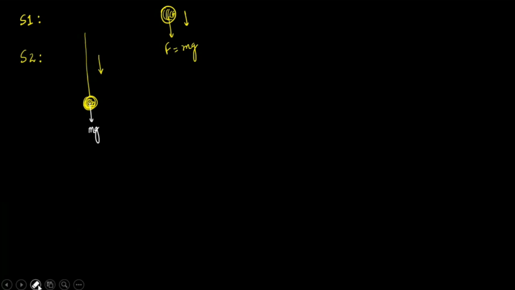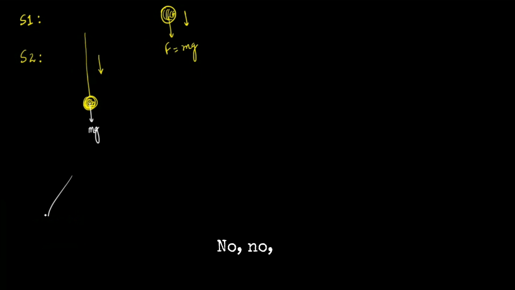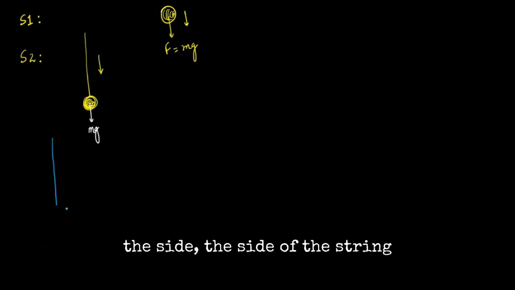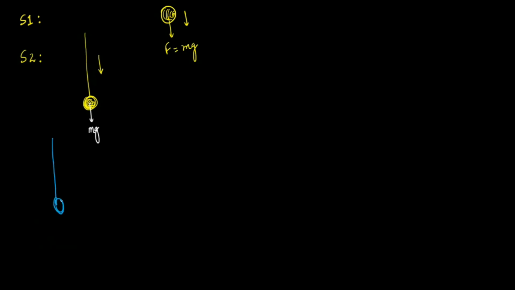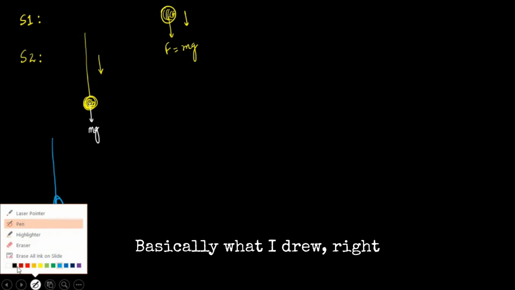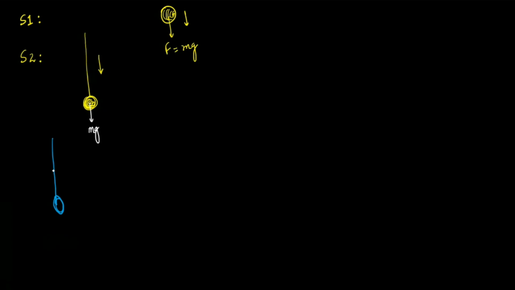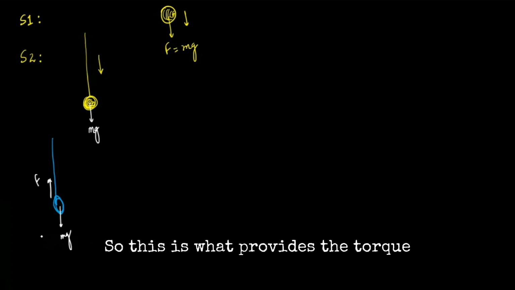Okay. I thought that you were saying that while it is going down, it also shows some sort of oscillation. No, there's no pendulum type of thing, sir. There's no simple harmonic motion. Okay, that makes sense. So basically the side of the string is tangent to it. What I drew is that the force of friction is first of all facing upwards. So this is what provides the torque.